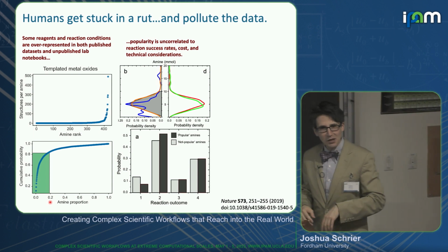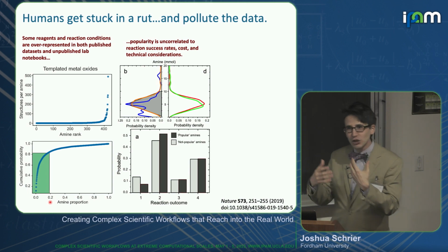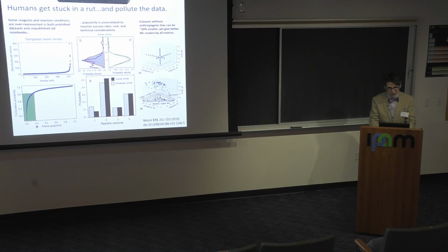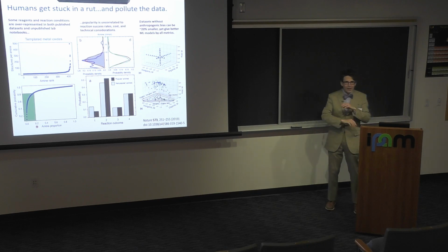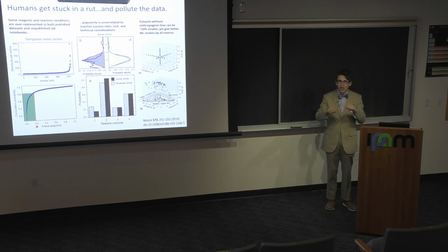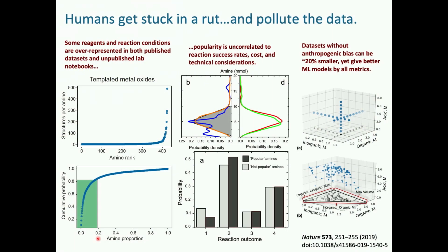Humans were just stuck in a rut, right? And you might say, well, that's an interesting observation. Why should we care about this as machine learners? And what we found is that actually, if you had a data set that was just randomly generated experiment plans with the real outcomes, you could use a much smaller data set, perhaps 20% smaller, and the machine learning models that you trained were better than the human-generated data sets by all metrics that you looked at.